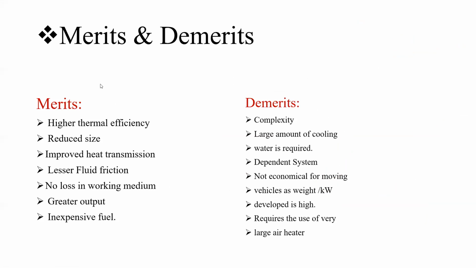So let's understand what the merits are. With respect to the open cycle turbine, there is high thermal efficiency. We can reduce the size, since the number of components is very small. Improved heat transmission, as there is only one flow. In a closed loop cycle we use a double flow of steam. Then there is no loss in the working medium, and greater output from an expensive fuel.